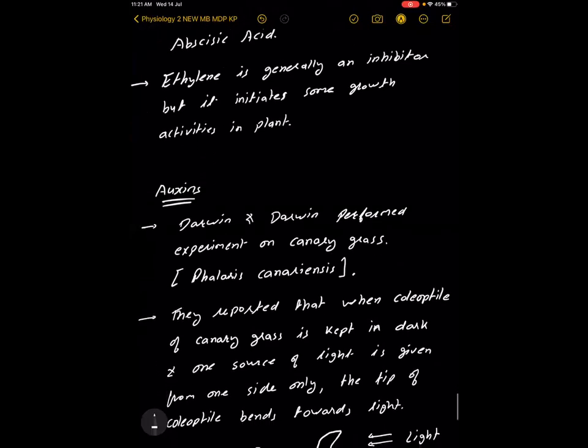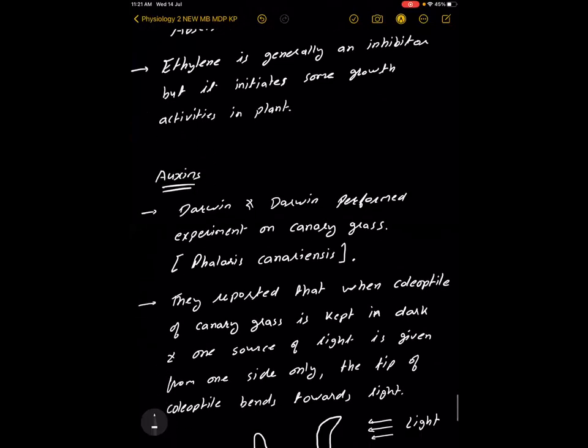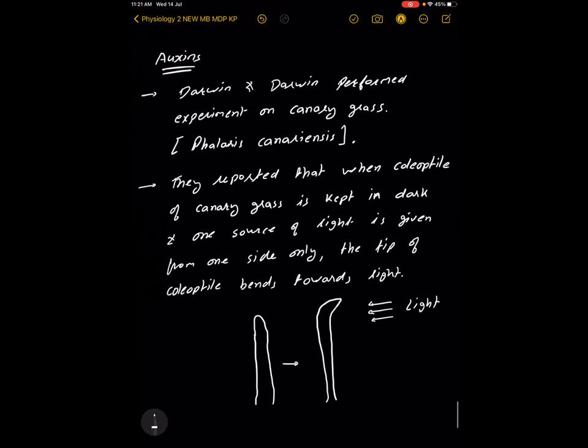And this is auxin, starting with some historical points related to auxin. Some experiments are there. So we'll continue this part next time.